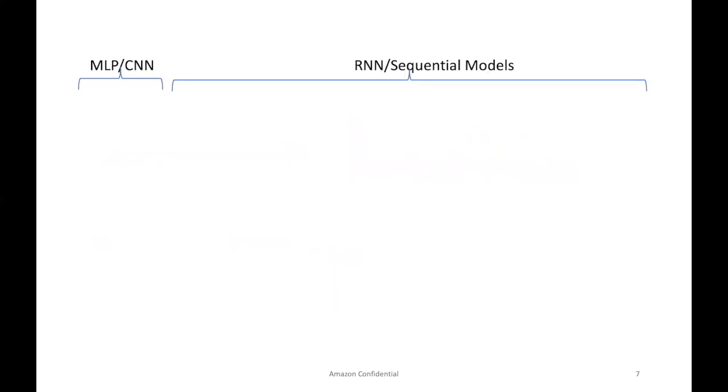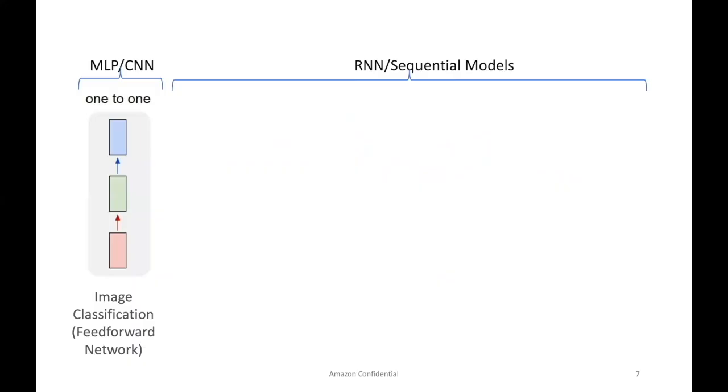So how does an RNN differ from a multilayer perceptron or a CNN? In the case of multilayer perceptrons and CNNs, there is a single input, the network is one network, and it processes and gives one output, like a classification result of whether an image contains a cat or a dog or not.